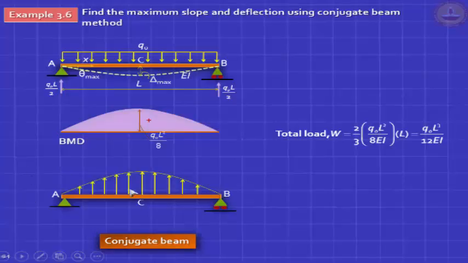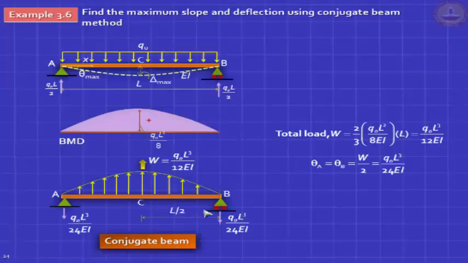Remember, actually it's two halves, you can join them together. 2/3 the rectangle. The rectangle's peak value is Q naught L squared by 8 EI. 2/3 of that into L, Q naught L cube by 12 EI. Half of that load will come here and here, and that straight away gives you the maximum slope. One shot. Very easy. So you got one answer.